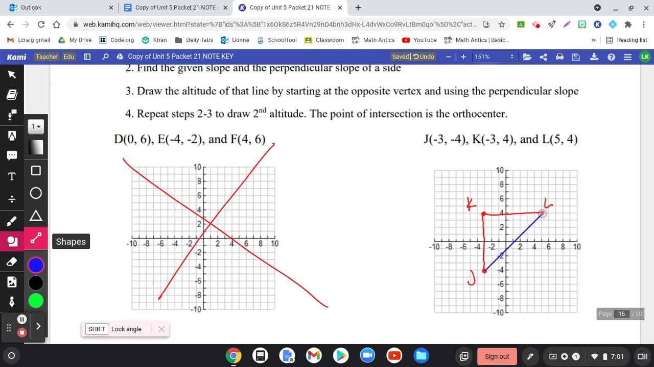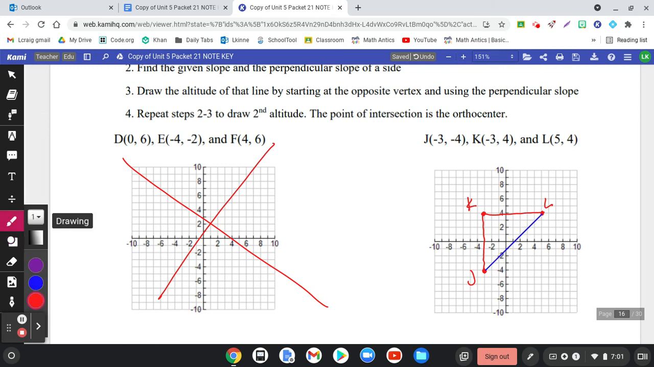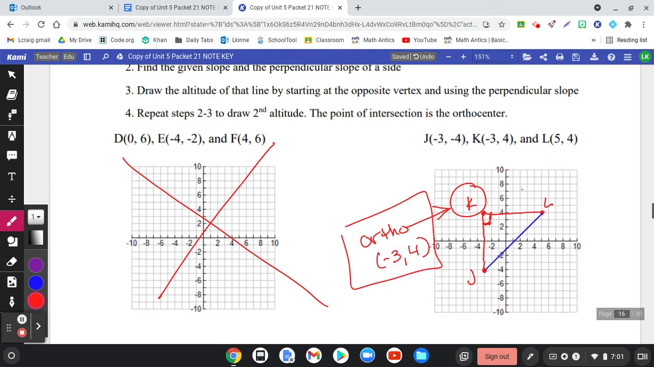So where do the heights come together? Well, because it's a right triangle, they come together right here at your right angle. So your orthocenter is point K, negative 3, 4. And that's it for orthocenter, I believe.